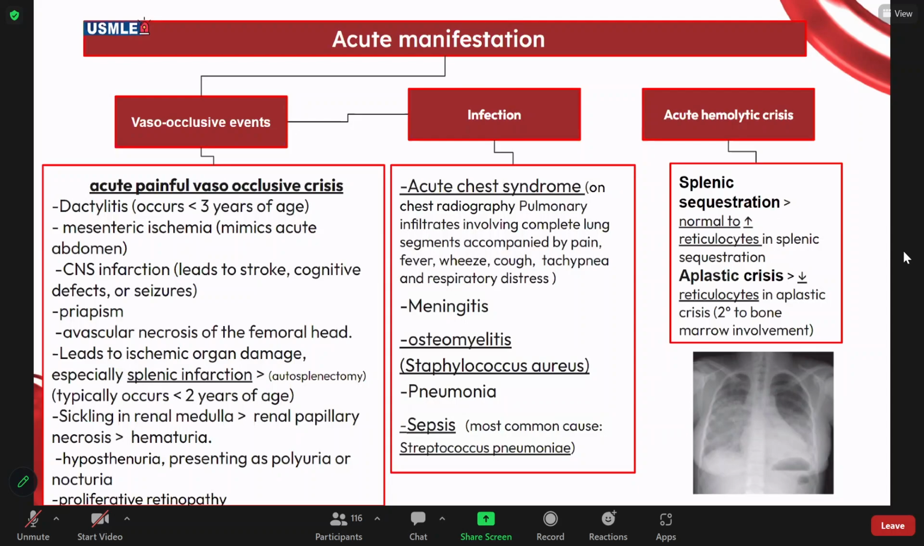In both cases, the patient will present with a sudden drop in hemoglobin level. So we can differentiate between them by the level of reticulocytes. In splenic sequestration, the patient will have normal or high reticulocytes, while in the aplastic crisis, the patient will have a decreased level of reticulocytes.